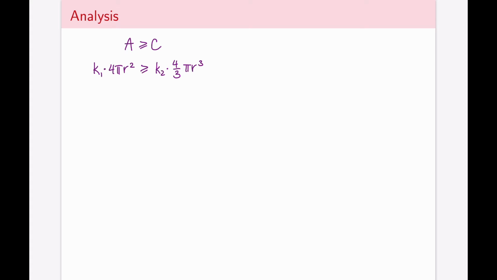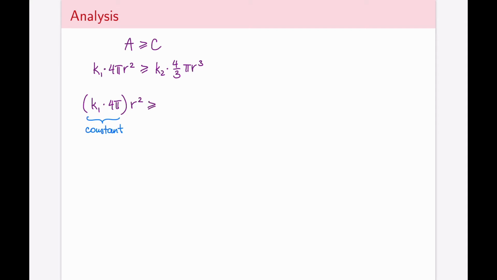So let's see what we're working with here. As I already said, K1 and K2 are proportionality constants. 4 is a constant, 4/3 is a constant, pi is a constant here and there. So I can group these things together. K1 times 4 pi is a constant that gets multiplied by r squared. So this portion of the absorption formula is actually a constant.